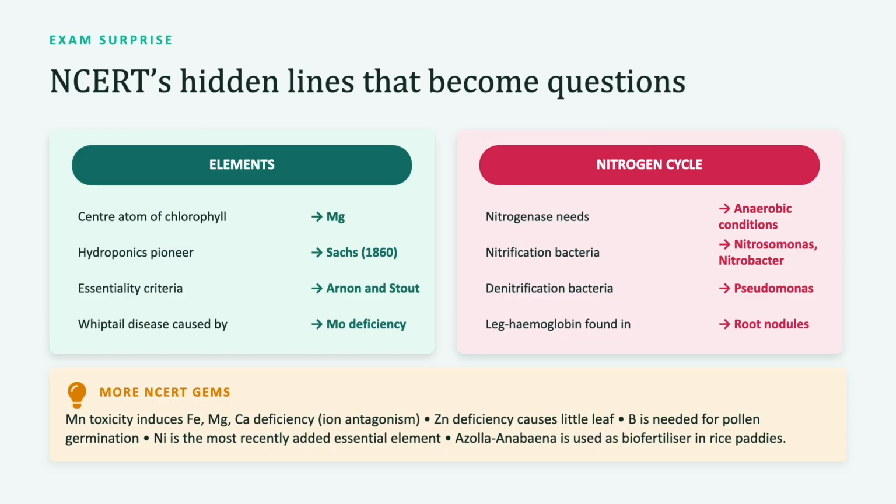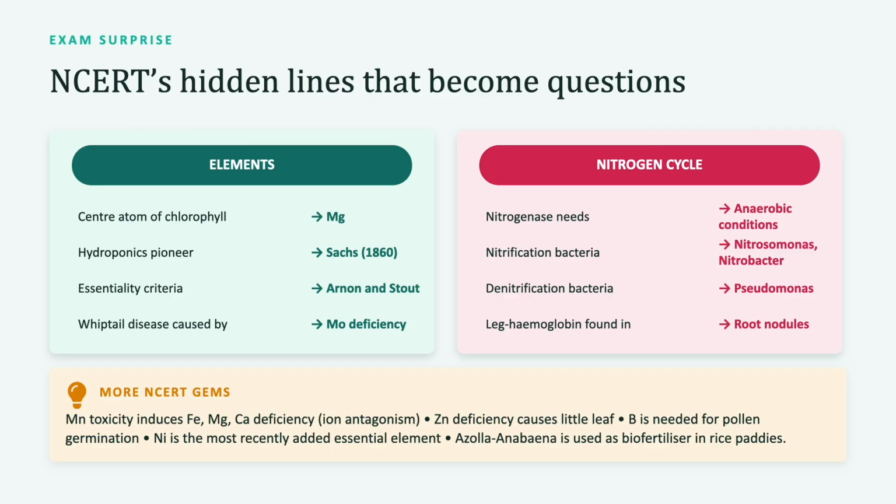Surprise round. NCERT hidden lines that became questions. In elements, magnesium is the center of chlorophyll. Sachs pioneered hydroponics. Arnon and Stout set the essentiality criteria, and molybdenum deficiency caused whiptail in cauliflower. In the nitrogen cycle, nitrogenase needs anaerobic conditions. Nitrosomonas and Nitrobacter do nitrification. Pseudomonas does denitrification, and leg-haemoglobin is found in the root nodule.